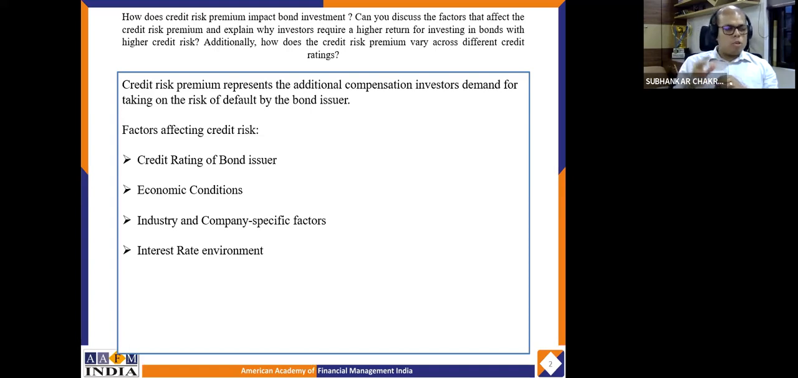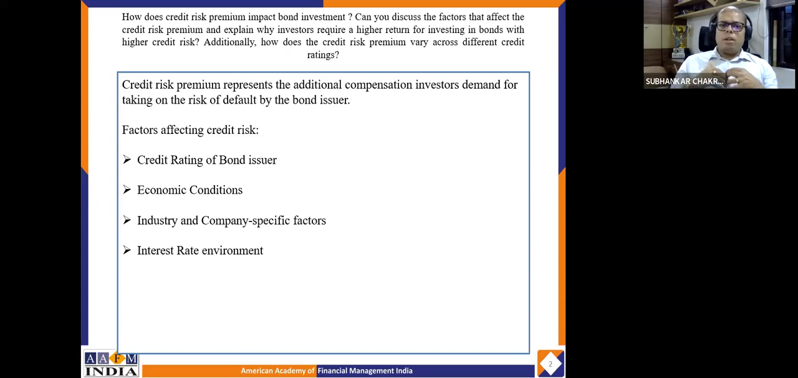So what happens to the bond that you are holding? Your bond is still giving you 7% return, and people are not ready to buy it because there are bonds available with higher return, higher coupon rate. So at that point, what happens? Your bond devalues. The price of your bond comes down.